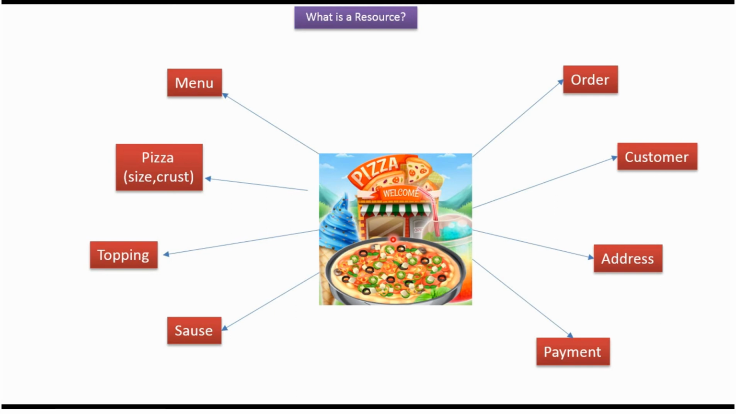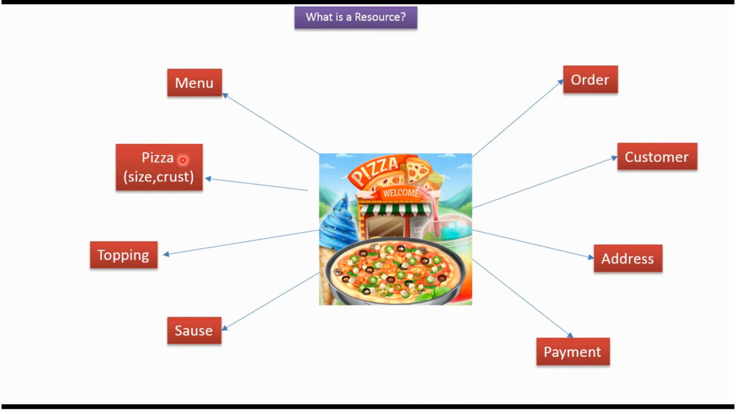Suppose I am going to start a pizza center and I want to create APIs so that customers can order online. So what are the different resources I have to consider in order to create the API? Here you can see the different resources. The first one is menu. Menu is nothing but a list of different pizzas which the customer can see and order.